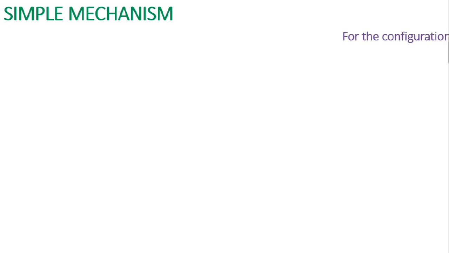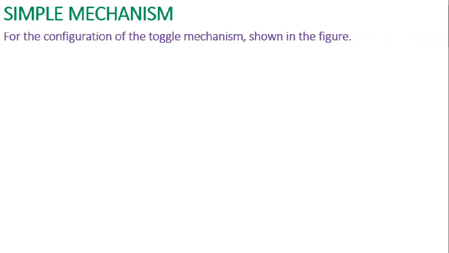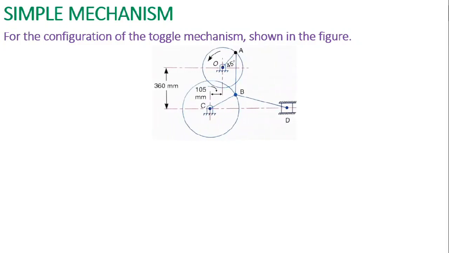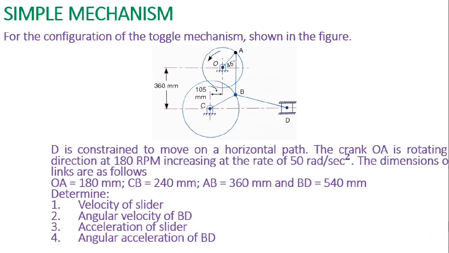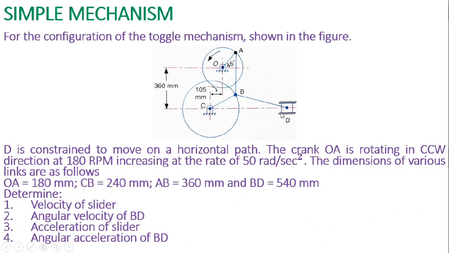So here for simple mechanisms, we take the configuration of the toggle mechanism as you can see in this figure. So here we have the slider D constrained to move in the horizontal path. The crank OA is rotating in counterclockwise direction at 180 rpm, increasing at the rate of 50 radians per second square. So this statement we shall see when we are calculating the acceleration. So the dimensions of the various links are shown here. So OA is 180 mm, CB is 240 mm, AB is 360 mm and BD is 540 mm.